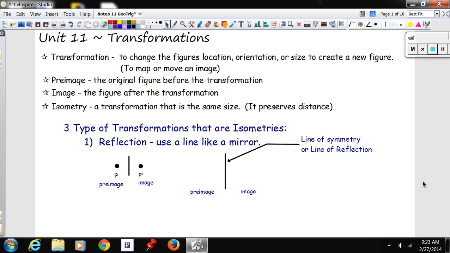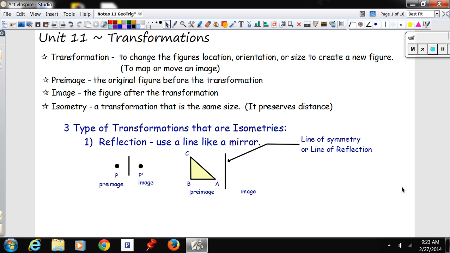So in this second one here, here's your pre-image. Draw a little right triangle. Put points A, B, and C on your paper there. Now, which point is closest to the line of reflection?